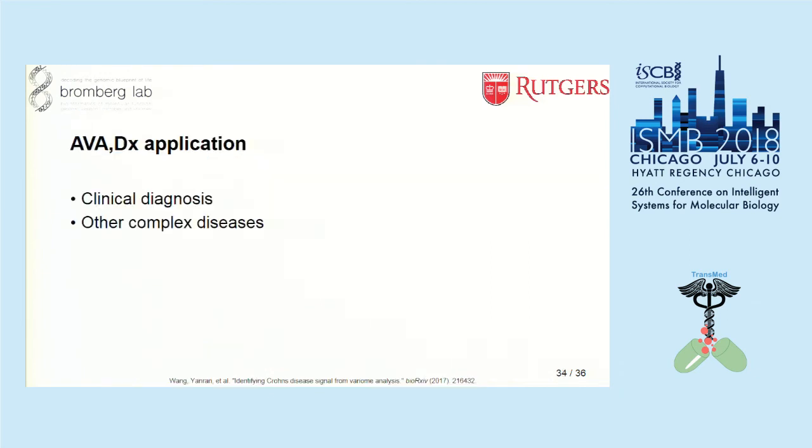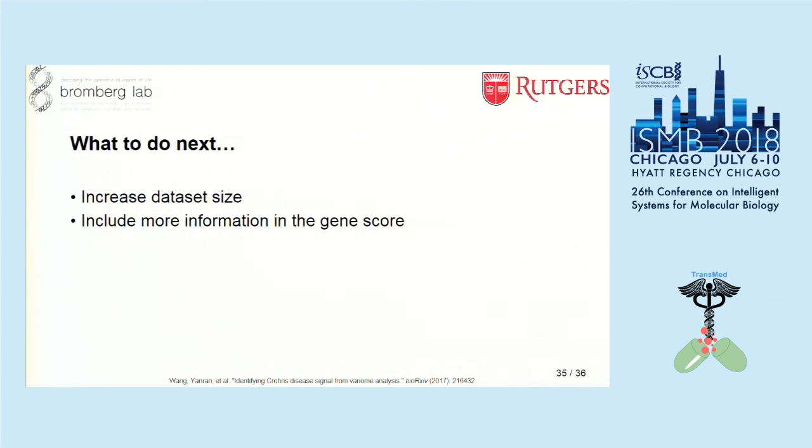So lastly, as Stephen mentioned in the morning, this performance is far from clinical diagnosis, but I think with a larger data set and more information, such as the gut microbiome, we will someday be able to achieve better performance to help clinical diagnosis. We think the pipeline could also be applied to other complex diseases. The next step is to get a larger data set and include more information in the gene score, such as regulatory variants.